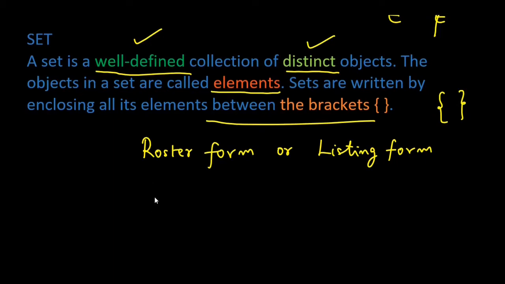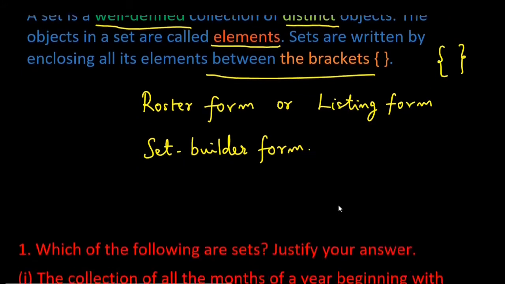The second way of writing sets is set builder form. In set builder form, we use the unique property of all the elements in the set. Sometimes roster form will be useful and sometimes set builder form will be useful. In most of the cases, we can write any set in roster form or set builder form. For some particular cases, only roster form is possible, and for some particular cases, only set builder form may be possible. Now let us look into the exercise.